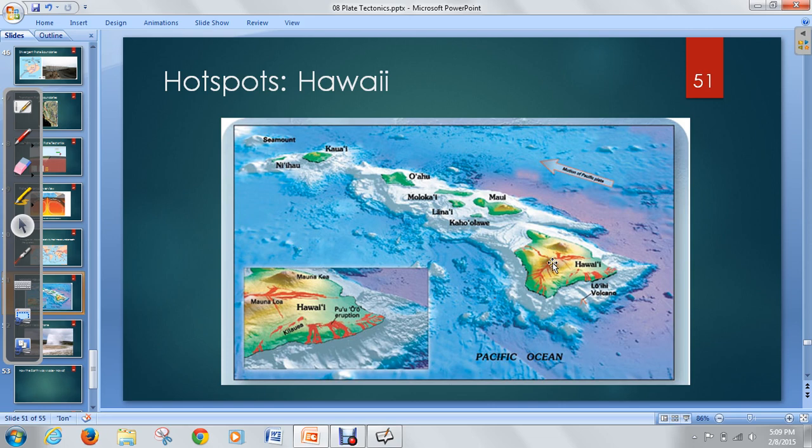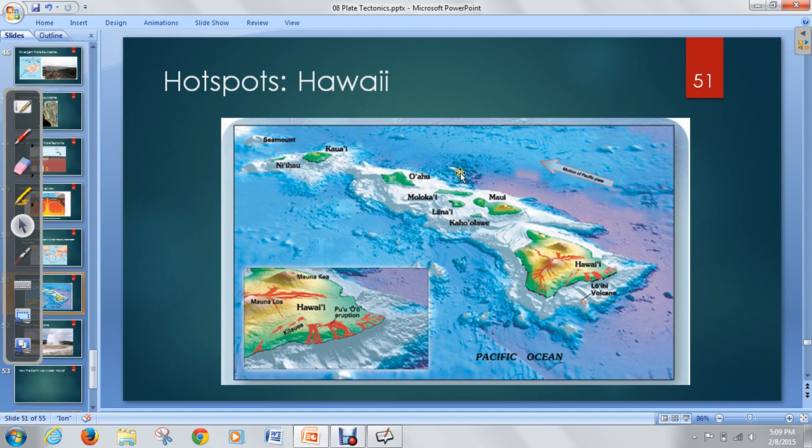Okay, but that hotspot didn't always used to be there because the plate is moving slowly. Okay, so it used to be at Maui and made the island of Maui, and then it used to be at Oahu and made the island of Oahu, and it used to be at the island of Kauai. And so that hotspot has slowly moved, okay, from the northwest to the southeast. And it's not because the hotspot itself is moving. It's staying in the same spot, but the plate is moving across the top of it.